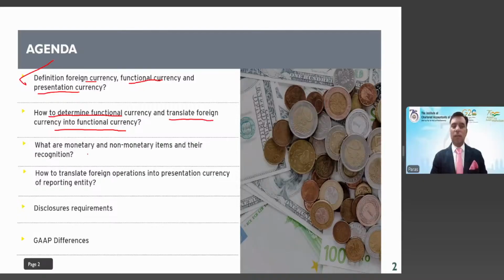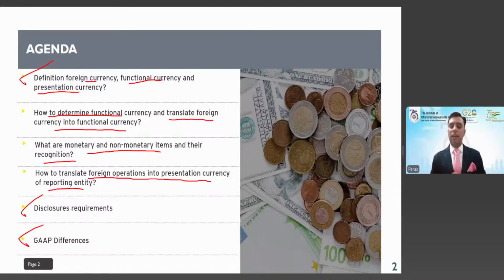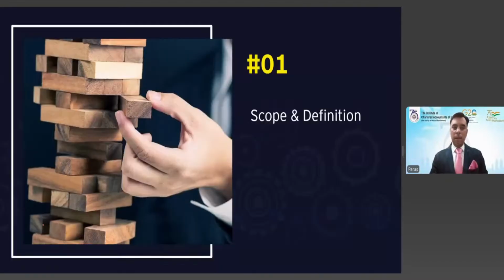Then next is what are monetary and non-monetary items and their recognition. Then how to translate foreign operations into presentation currency of the reporting entity. And in last, we will be discussing about the disclosure requirements and GAAP differences. So we are going to cover GAAP difference between AS and Ind AS as well as Ind AS and IAS, right? So this is slide number 1, which talks about the scope and definition.